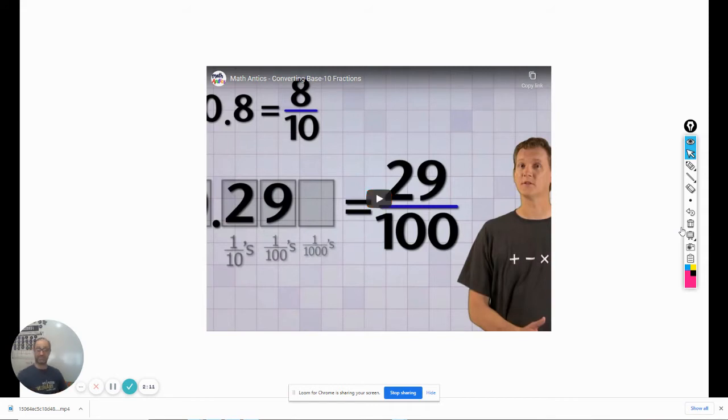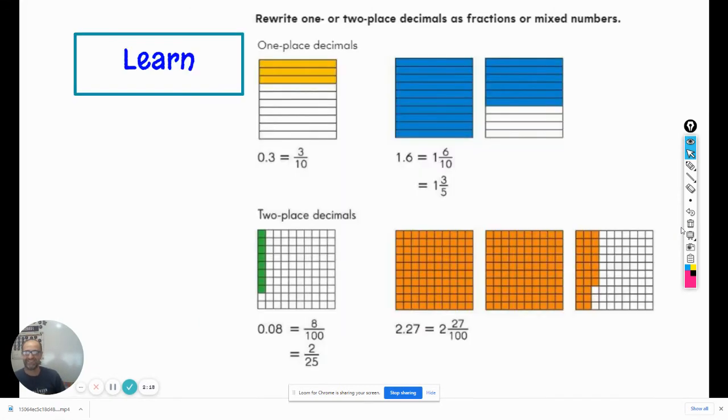All right. Is everybody more brilliant now? I'm certainly hoping so. Okay, rewrite 1 or 2 place decimals as fractions or mixed numbers. 3/10 equals 3/10. Whoa! 1 6/10 equals 1 6/10. But we always want you to simplify. Oh, that's where it gets mean. 8/100 equals 8/100, which you divide 8 by 4 and 100 by 4, and you'll get 2/25.